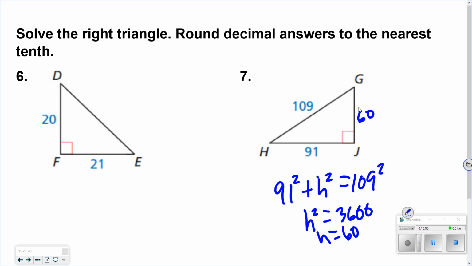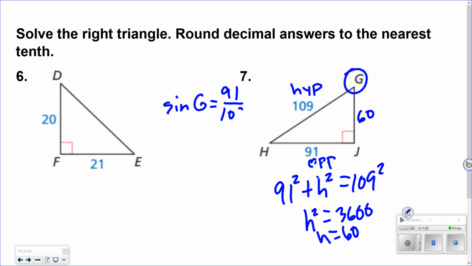Now I need to find the missing angles. So pick an angle to find first. Let's say I'm going to find angle G. Because I know all three sides, I can use sine, cosine, or tangent. It doesn't matter. So let's just pick one. Let's do sine this time. So I'm going to say the sine of angle G is equal to, and sine is opposite over hypotenuse. So it'd be 91 over 109.